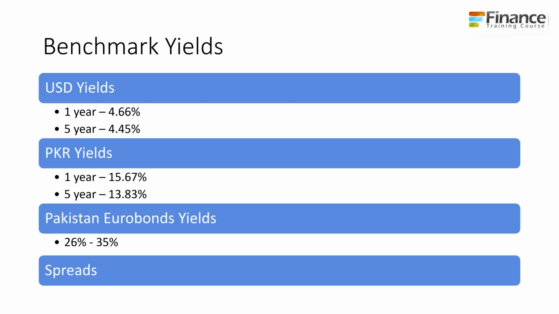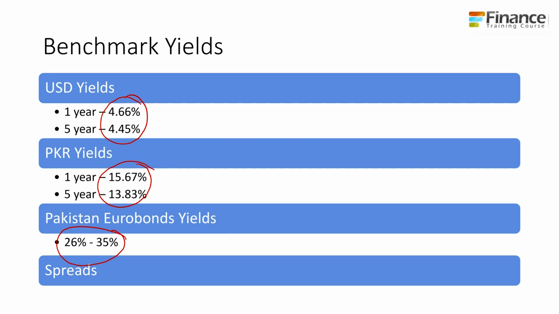What are the benchmark yields? So US yields right now for 1 year and 5 year are between 4.6 to 4.5%. PKR yields, rupee yields on treasury bills and bonds issued by the Pakistani government in the local currency, in PKR currency, are about 15.6 to 13.83%. We also have dollar-denominated bonds, and depending on which benchmark you use, which rate environment you use, which rate reference you use, whether you're looking at June, July, August, September, October, right now November or December, you are likely to see yields on the Pakistani Eurobond between 26 to 35%.